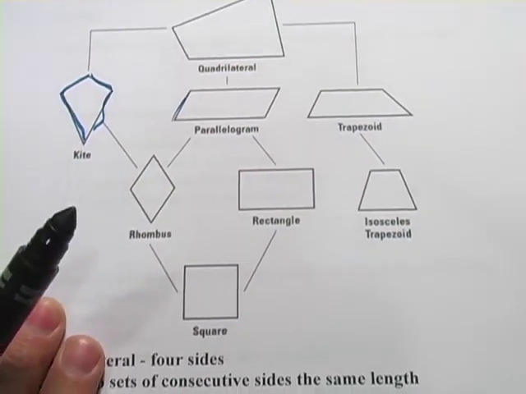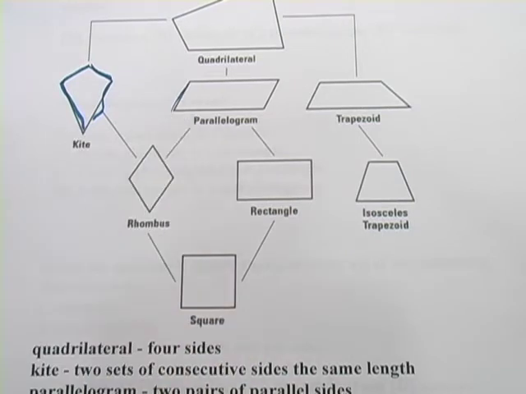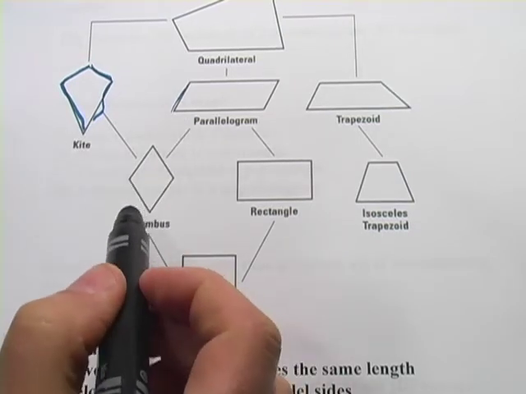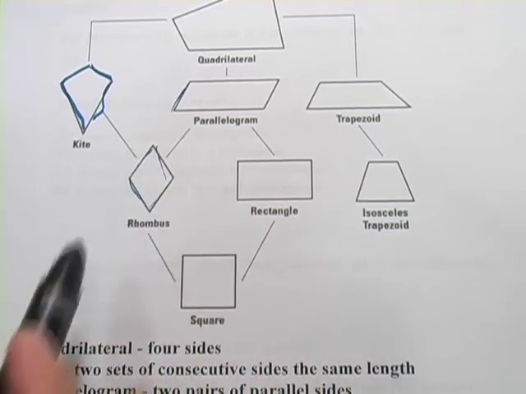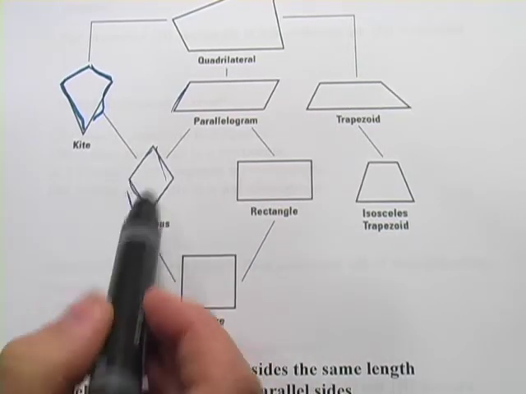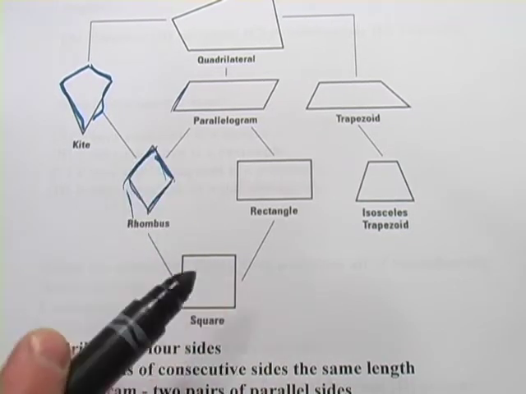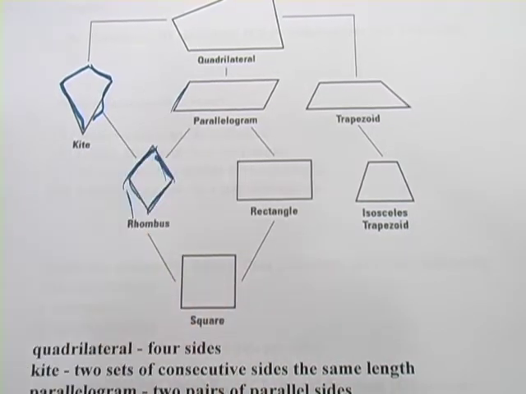Now, a combination of a kite and a parallelogram is a rhombus. It's like a kite because it has 2 sets of consecutive sides that are the same length, but it also has pairs of sides that are parallel. So it's really both a parallelogram and a kite.